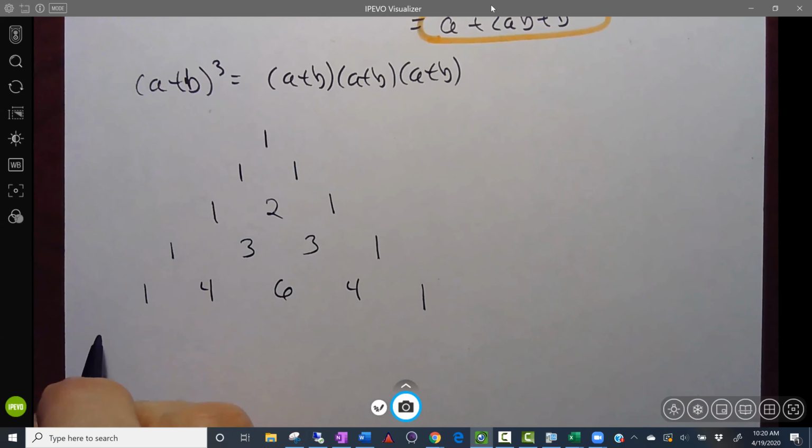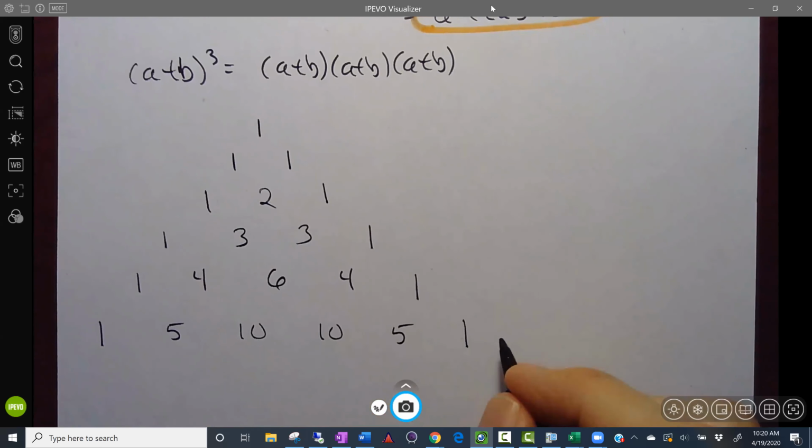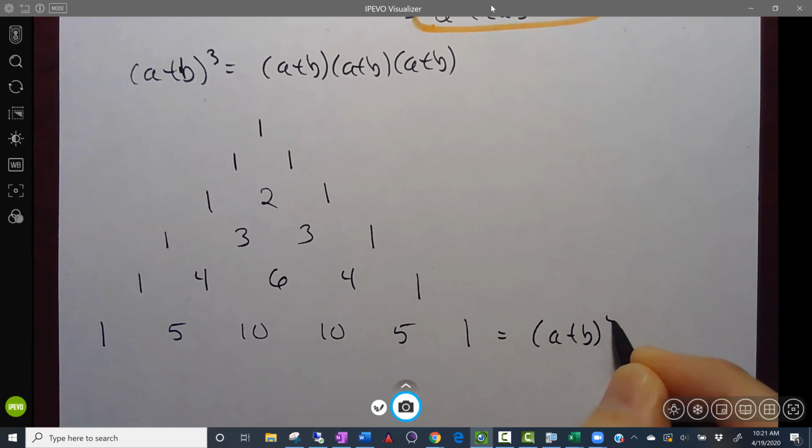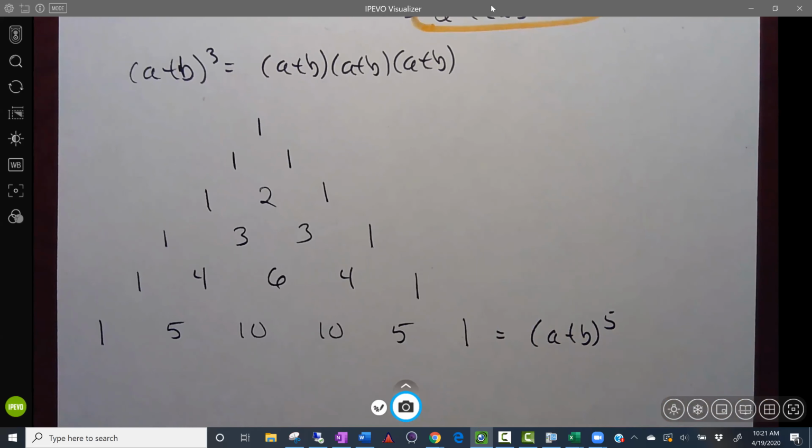Okay, that's a good enough head start. Hopefully you start with a 1 here and a 1 here. Between these two, add those up. We get a 5, then a 10, 10 again, and another 5. And this would be useful for helping us figure out, say, a plus b to the 5th power. So yay, that's pretty cool.